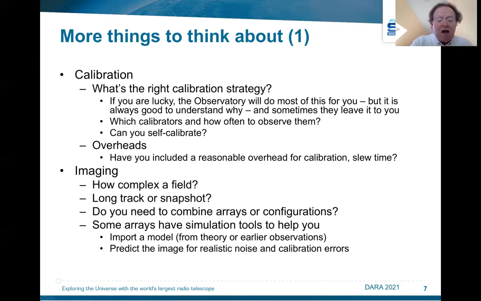Some arrays actually have simulation tools to help you here, so you can make a model of the source from theory or guessed from earlier observations, and you can predict the image for realistic noise and calibration errors. ALMA has rather a nice tool, which is one of the links on the previous slide.